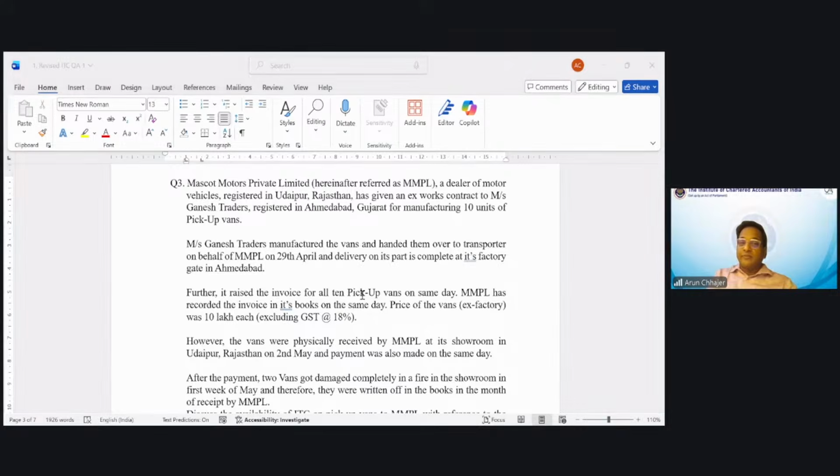So it will be treated as received when the supplier has handed over to the transporter on 29th April. So therefore he can claim the ITC. How much will be the ITC part? Can you just tell me? कितना ITC amount होगा? Can you calculate the amount? कितना अमाउंट है आईटीसी का?